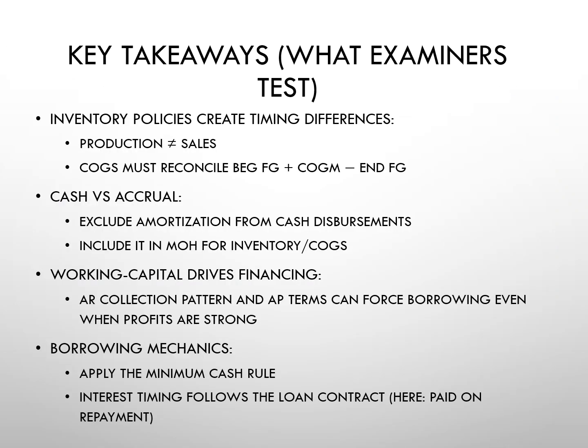So, three big lessons from this case. Inventory policies drive production and cash needs. COGS depends on inventory movement, not just sales. Cash flow timing can force borrowing even when profits are strong. This is exactly what master budgeting is designed to reveal.